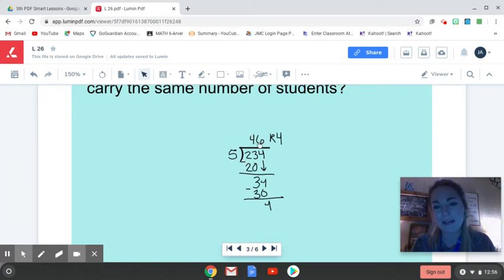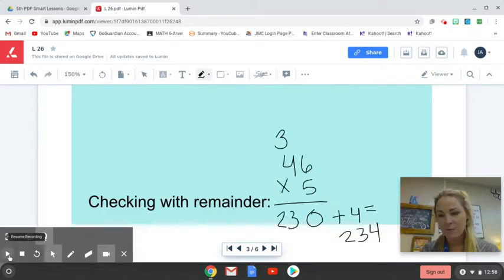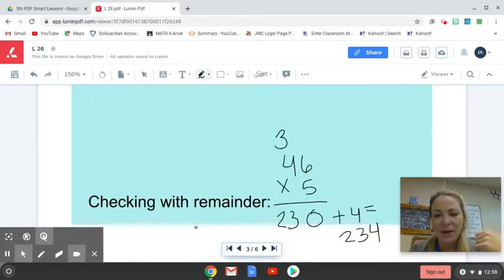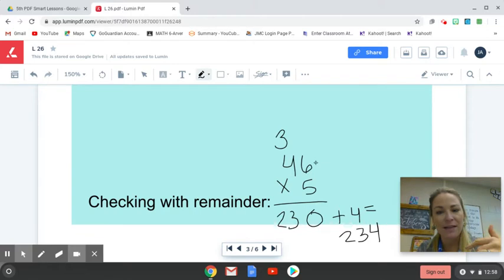Please do this work. We're going to take our quotient, so we're going to take 46 times 5 and add our remainder. Hopefully, when we do that, we're going to get 234. All right, so you can see here I've done the multiplication work. I did the 46 times 5. I ended up with 230, and then I added my remainder, those 4 left over, and I came up with 234. So good. Our math was correct.